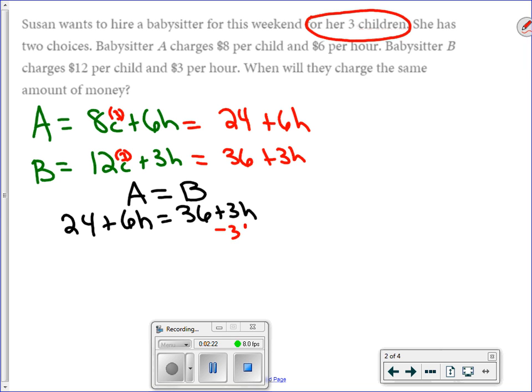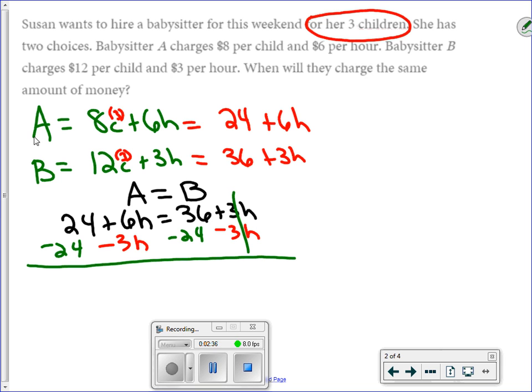So subtract 3H from both sides. Subtraction property of equality. Subtract 24 from both sides. Another subtraction property of equality. So 3H equals 12. Use division property of equality. Divide by 3, divide by 3. So H equals 4. So I know that after 4 hours, the 2 babysitters charge the same price.